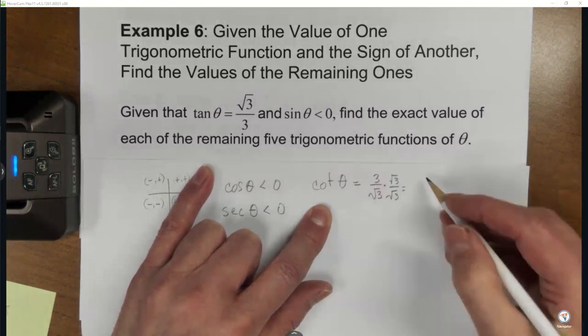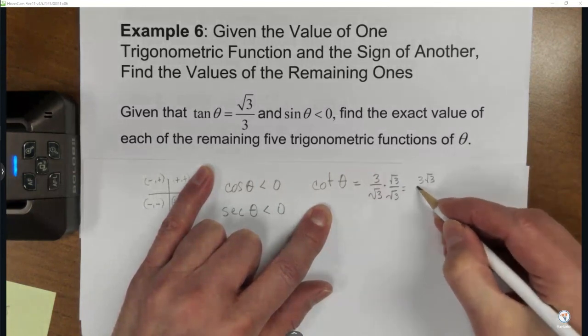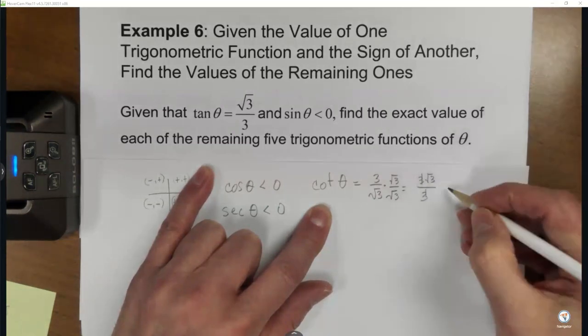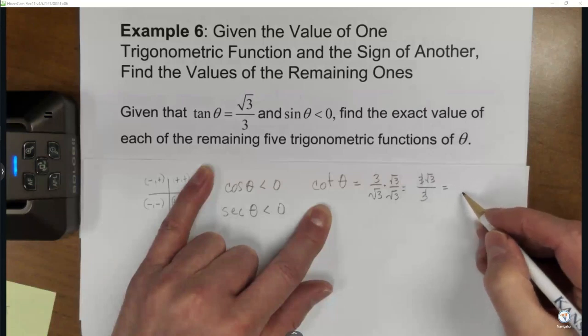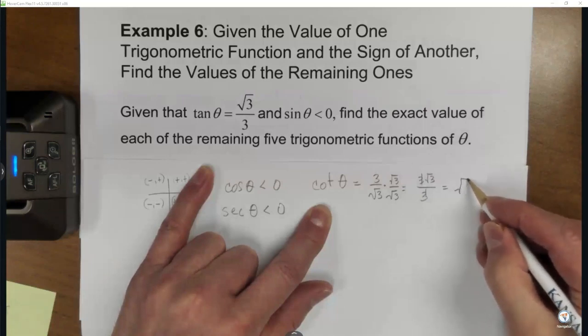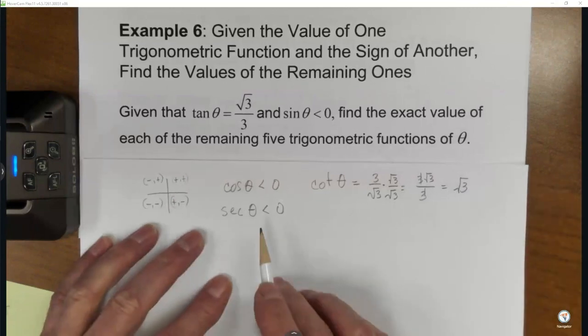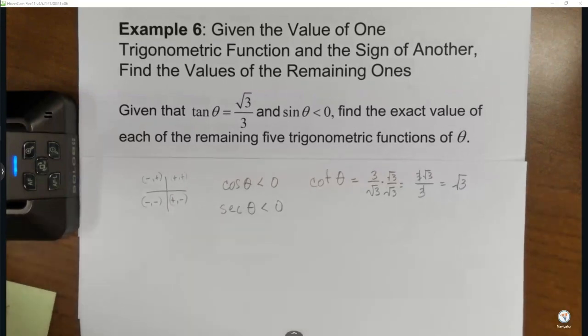So I end up with 3 times the square root of 3 on top. And then when I take the square root of 3 times the square root of 3, I get 3. And then 3 divides into 3. So our cotangent is going to simply be the square root of 3. Okay, now to get these other ones, we're going to use an identity.